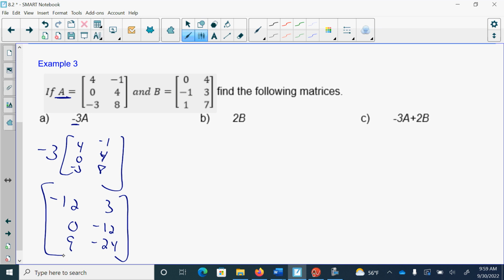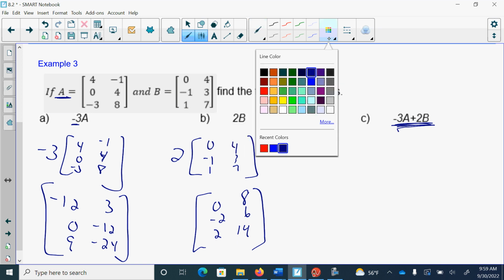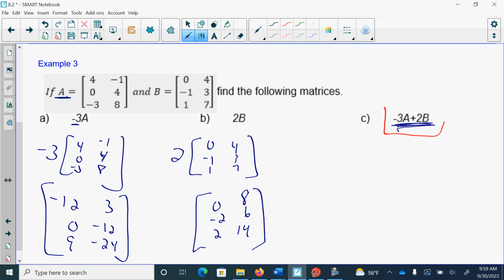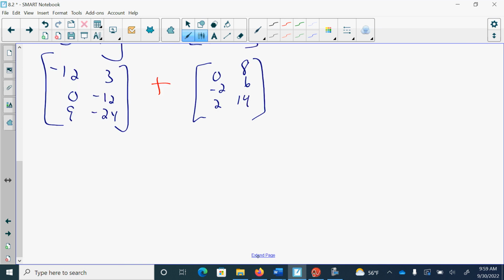Not hard, right? If I asked you to do 2B, you would do the same thing. You would take 2 times every element in B. And when I do that, I'm going to get 0, 8, negative 2, 6, 2, and 14. And then sometimes you're asked to add those two. So I'm going to go down here to do this problem. I'm going to add those two that I just figured out, and add the corresponding elements.